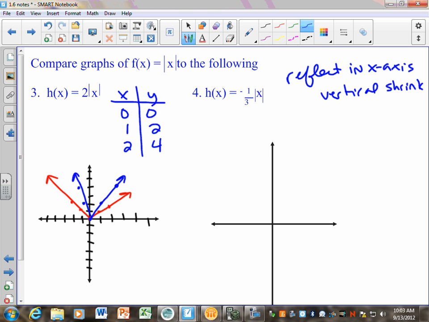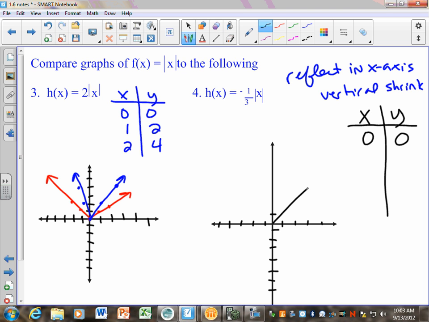Again, making an XY chart, I'm going to do this one kind of quickly. I'm going to pick negative numbers, so I think that's all I really need here, since it's flipping over. If I plug in 0 here, am I still going to start at 0? I'm just doing this one. We could do the other one again if you wanted. This is the normal one. That's the parent graph.